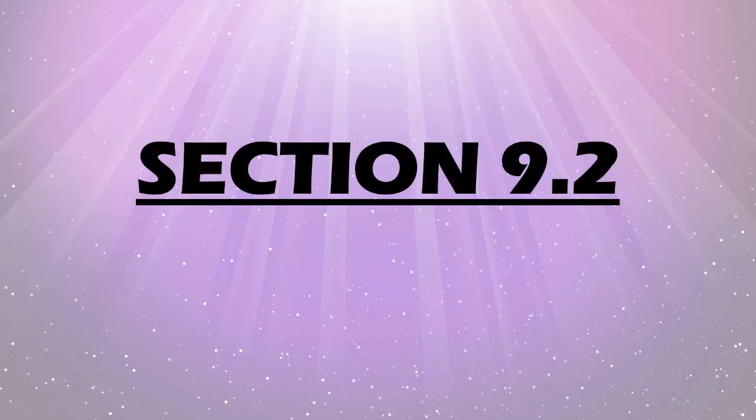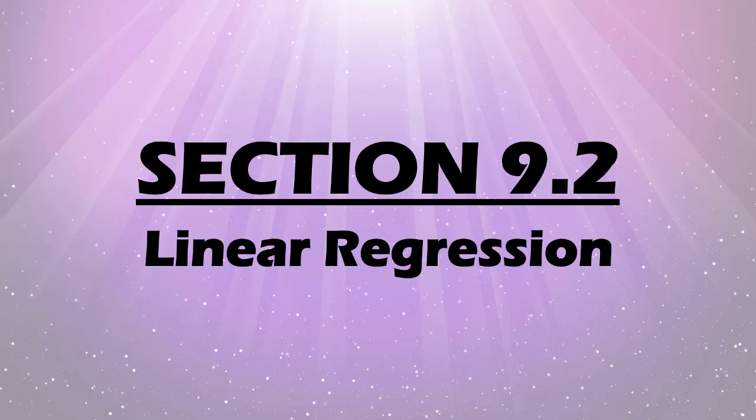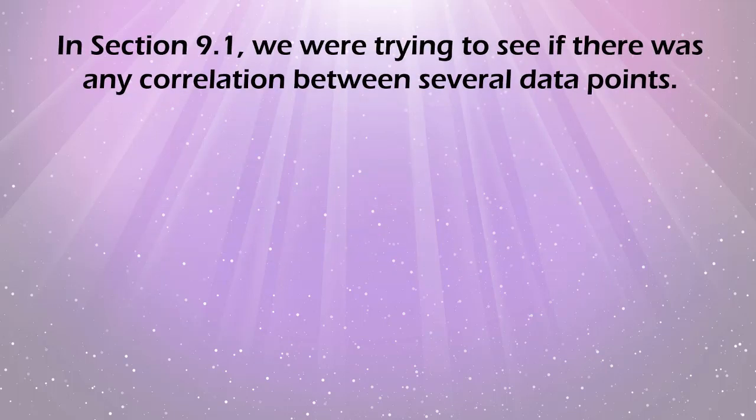So today we're in section 9.2, and 9.2 is about linear regression. If you recall, in section 9.1, we were always trying to see if there was any correlation between several data points. We would be given 8 or 10 or 12 data points. We wanted to know, was there a positive correlation? Was there a negative correlation? Or was there no correlation?